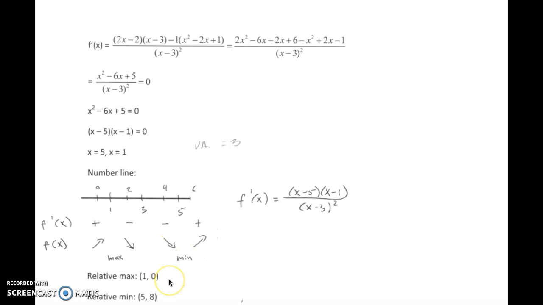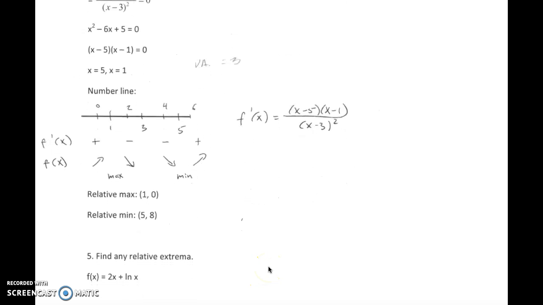And so we have a relative max at 1. We plug that into our original function and we get 0. And then we go ahead and plug in 5, which is our minimum value, and get our y value of 8.